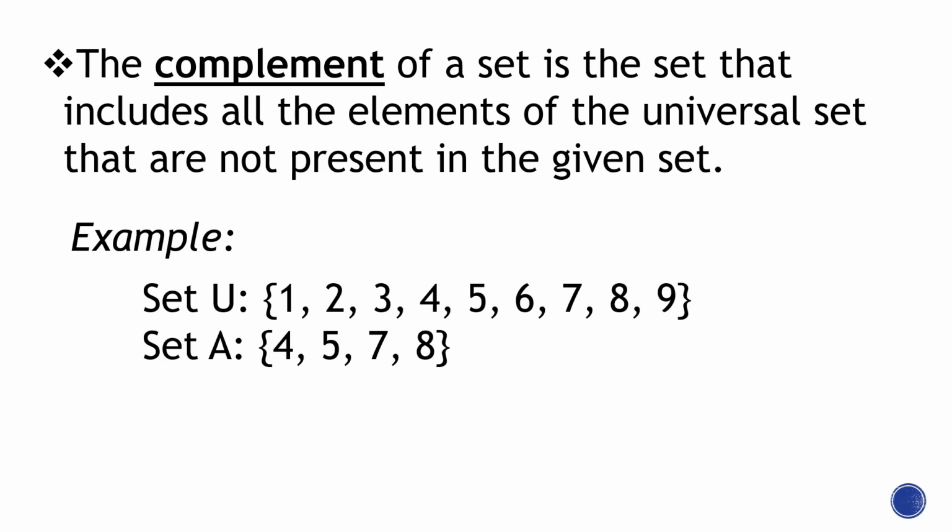Okay, so we have set U, which is the universal set: 1, 2, 3, 4, 5, 6, 7, 8, and 9, and then we have a set A: 4, 5, 7, and 8. So what is the complement of A? So this is the symbol for complement, and so the first thing we need to do is identify the elements that are in set A that are also in the universal set. So you have 4, you have 5, 7, and then 8.